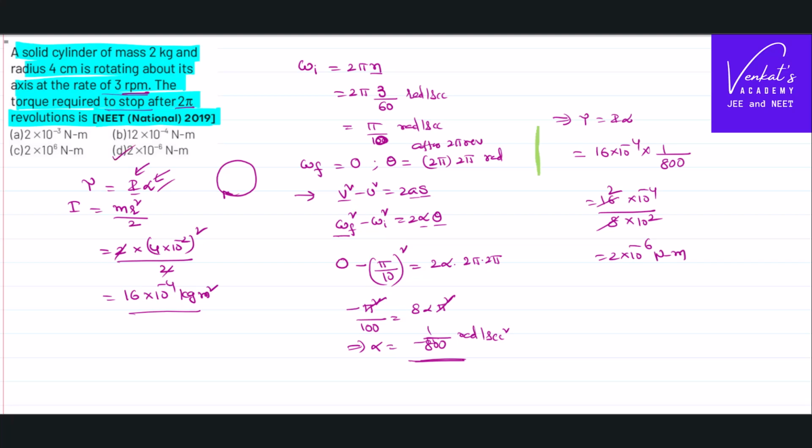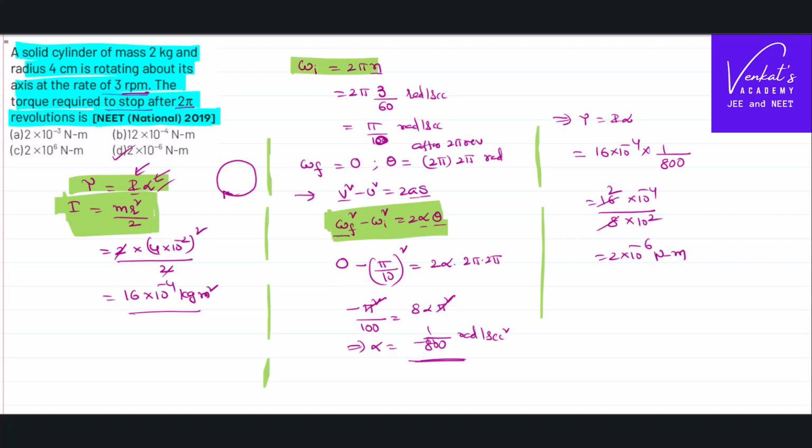It's a simple problem, just a formula based problem. We need to know tau equal to I alpha. We also need to know that moment of inertia of a solid cylinder is mr square by 2. And we also need to know this formula. Of course, we also need to know that omega equal to 2 pi into n. By knowing all these basics, we can easily come to this answer, right? That's how we come to this answer.